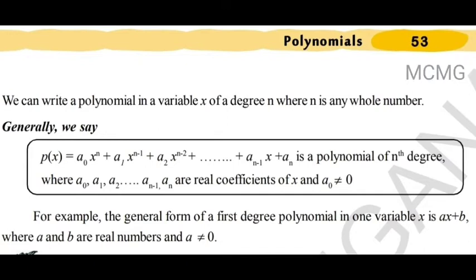P of x is equal to a naught x power n plus a1 x power n minus 1 plus a2 x power n minus 2 plus and so on plus a n minus 1 x plus a n is a polynomial of nth degree, where a naught, a1, a2 and so on are called coefficients. Of which type? Those are real coefficients. And here the coefficient of x power n, a naught, is always not equal to 0. Why? If it is equal to 0, the x power n term will vanish, so it is not an nth degree polynomial. So a naught is always not equal to 0.